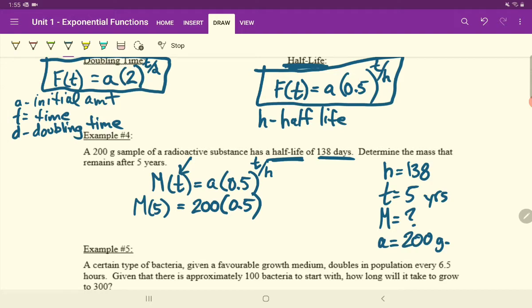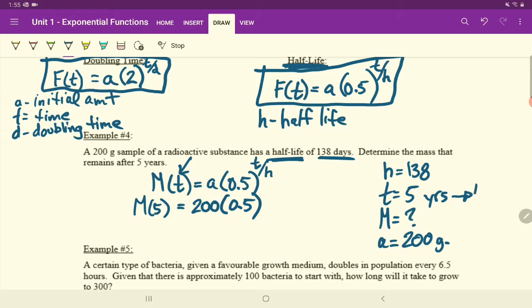Okay, so we have a problem here. T is 5 years, but our half-life is 138 days. Those have to line up. Those have to match up with each other. They can't have years and days. They both either have to say years or they both have to say days. What's the easiest way to do this? Should we convert days to years or years to days?